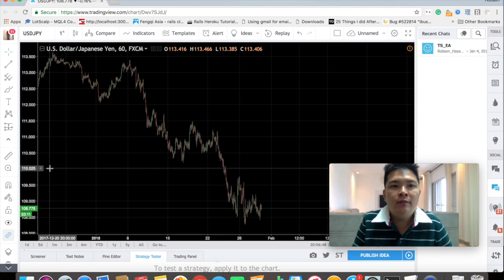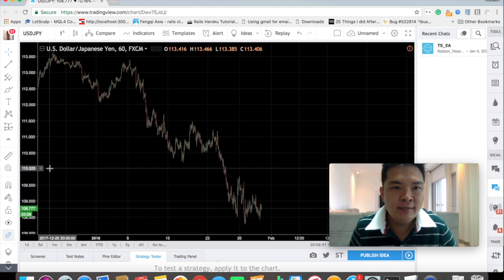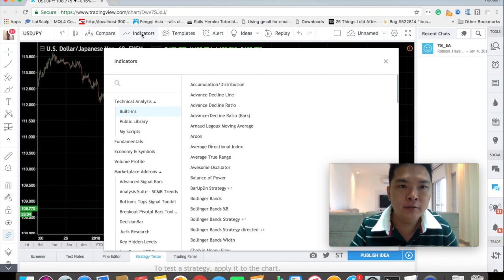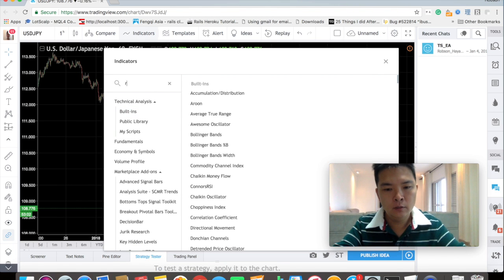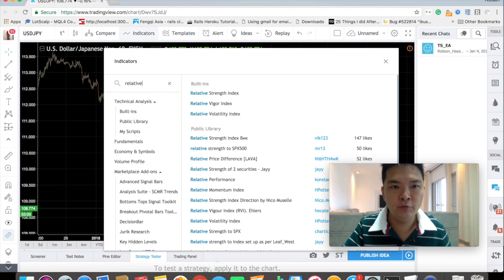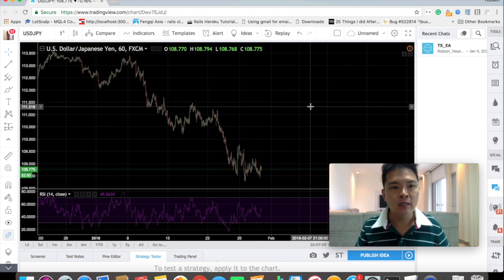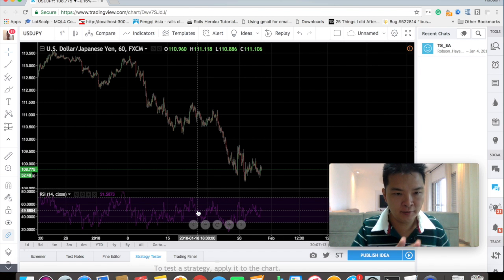So now we're going to apply the RSI indicator. So let's look at the RSI here, indicators. Okay, so you just have to type relative, and here we go. All right, so it's the first one here, and we close this. Okay, so by default it comes like this. It's not very beautiful. I can't see much.